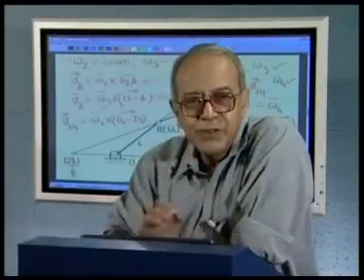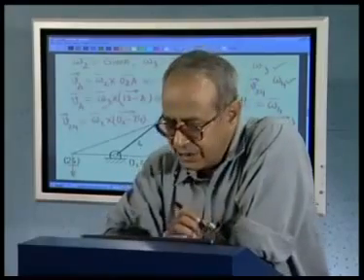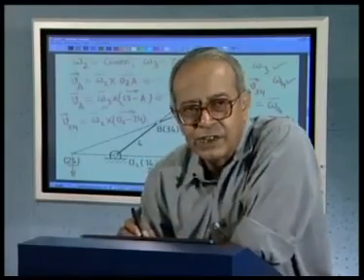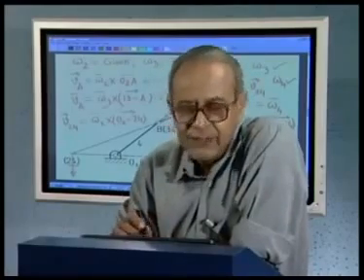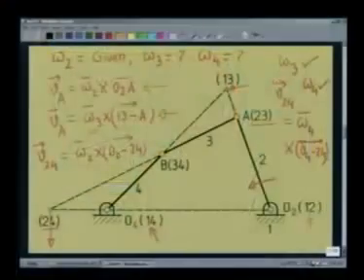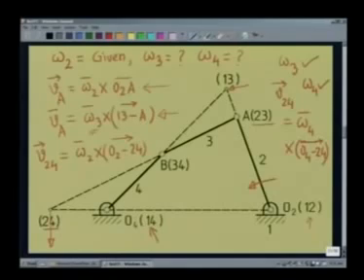So this is what we mean by velocity analysis of a linkage. If the input angular velocity is given, we obtain all the relative instantaneous centers and use them judiciously to determine all the unknown quantities. Suppose we are interested in finding the velocity of this particular point on link 3.